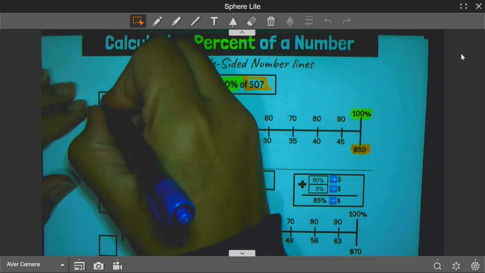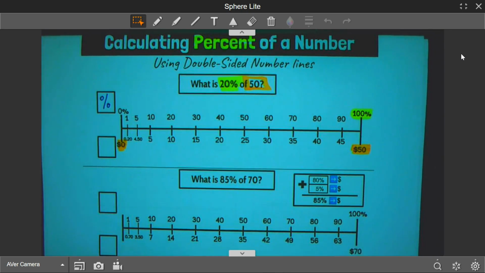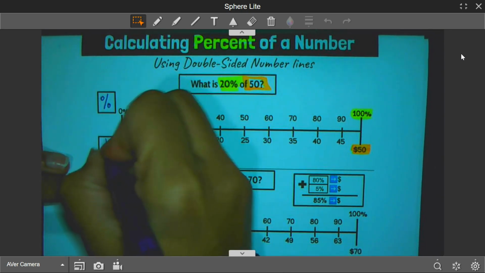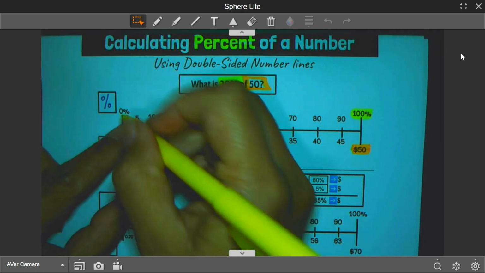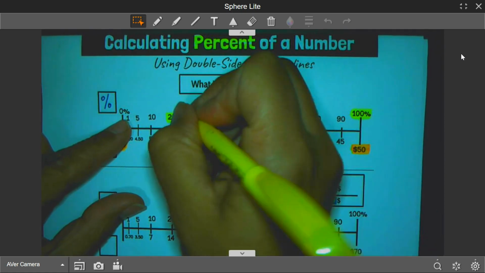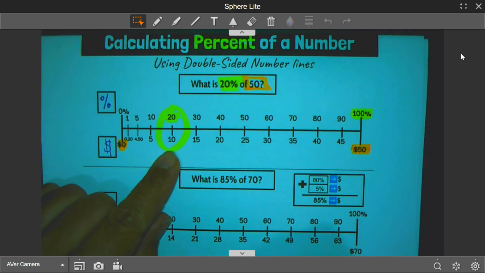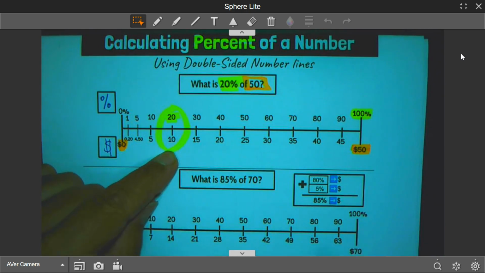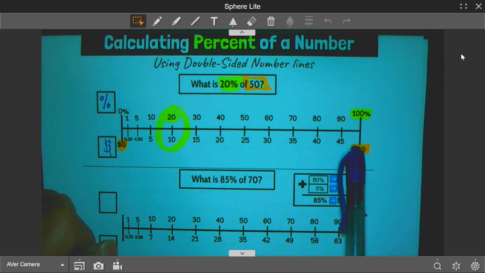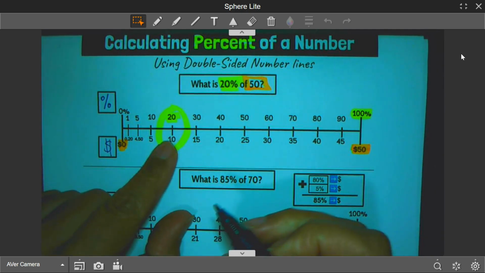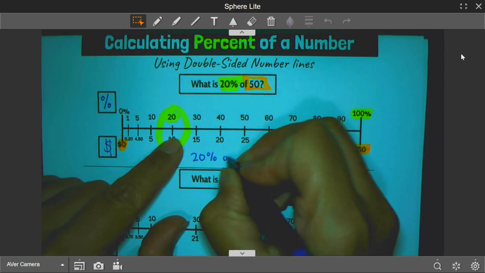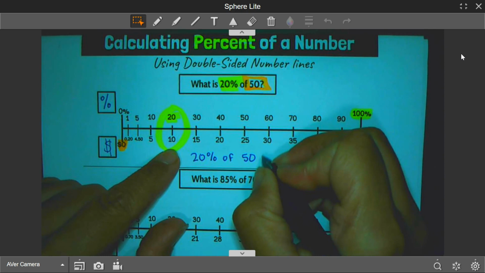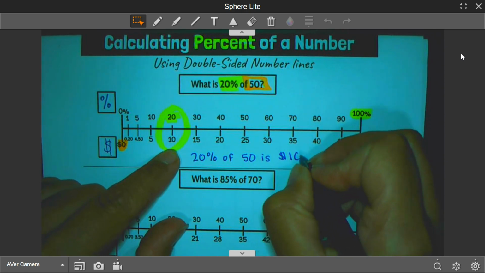Here we have our percent, and here we are talking about money. We are looking for 20% of 50. So 20% is here, which represents at the bottom of 20%, $10. So when our double-sided number line has all the numbers that we need, we can easily identify that 20% of 50 is $10. So let's go ahead and copy that down.